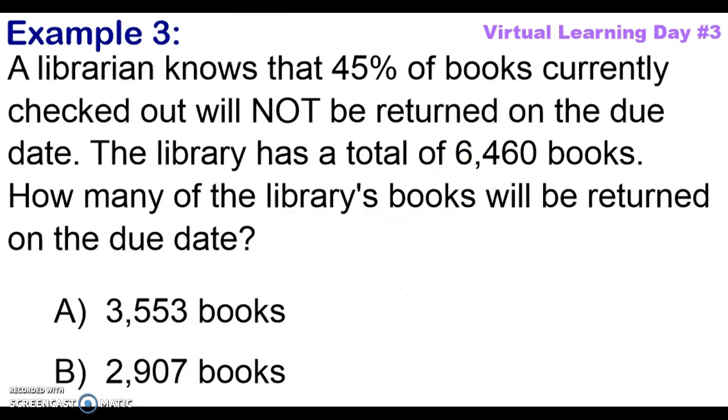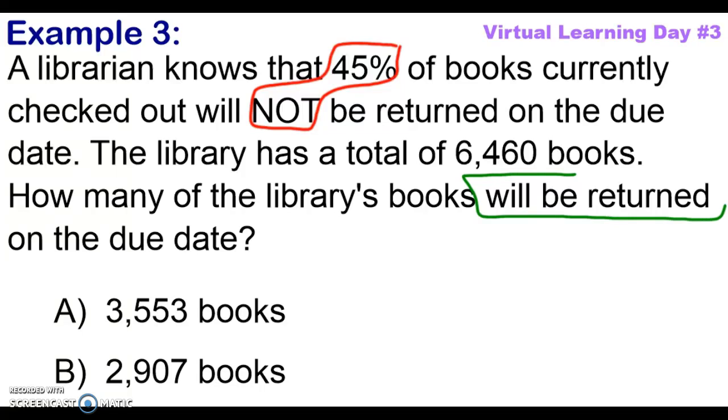Go ahead and answer example 3. A librarian knows that 45% of the books currently checked out will not be returned on the due date. The library has a total of 6,460 books. How many of the library's books will be returned on the due date? Well, one of the things that I want to address here is that it does say 45% will not. So I know that the other part, which is 55%, will be returned.